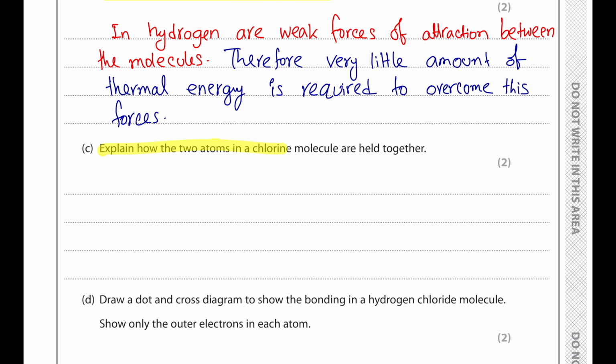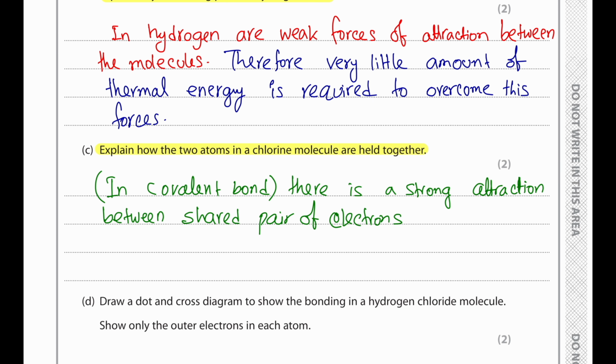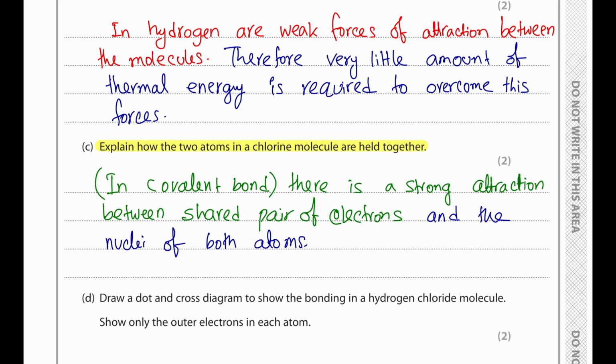Explain how the two atoms in chlorine molecules are held together. So there is a strong attraction between the bonding pair of electrons and the nuclei of both atoms that shared the electrons.